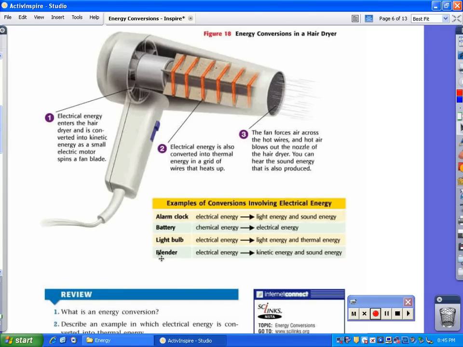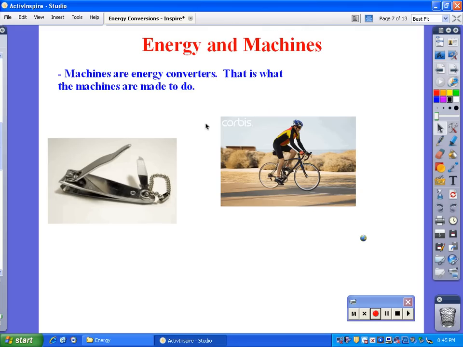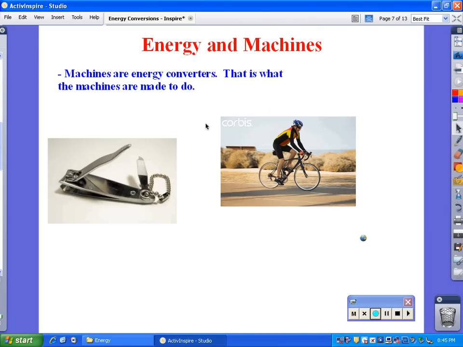A couple other ones down here. I suggest you pause the video and check it out. Of course, this is also in your textbook. Machines are energy converters, and what they do is convert energy from one place to another place.